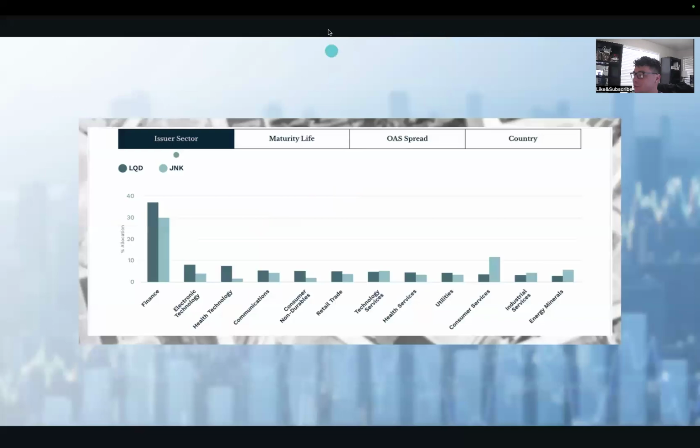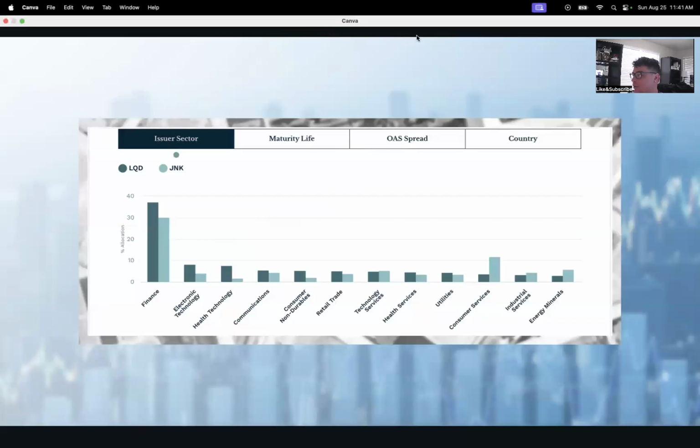When you really dive into the different sectors, what you can see is that they both are very heavy in finance specifically, right? Of course, finance is there. And we can see LQD has a larger chunk allocated to finance. Things really start to switch up once you come down here to consumer services, right? In consumer services, we see JNK has a much larger percentage of its allocation.